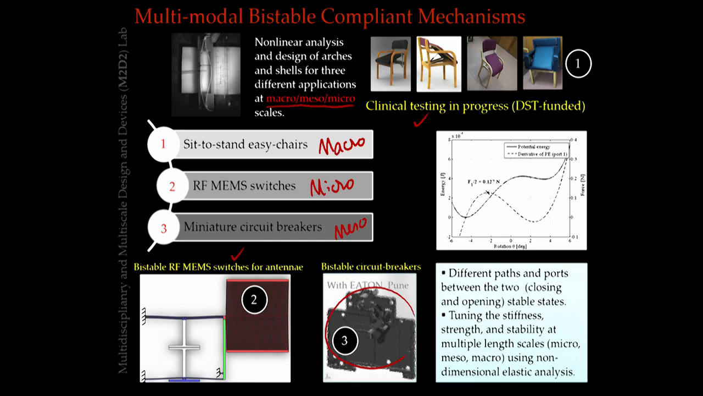So, I have intentionally blurred it all so that we do not reveal all the details, but essentially it uses this bimodal bistability of having this force deflection behavior and these two minimum energy states. Tuning the stiffness and stability at different length scales is what is being done here for the chair, for the micro switch as well as the miniature circuit breaker, or the meso scale one. In all cases the paths are different, and that makes it an interesting problem.